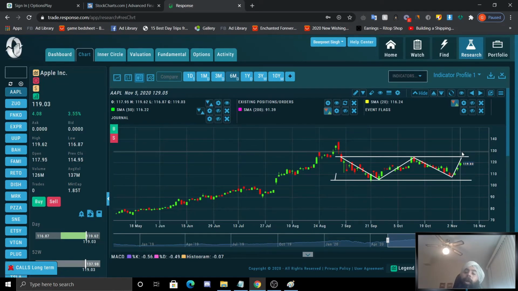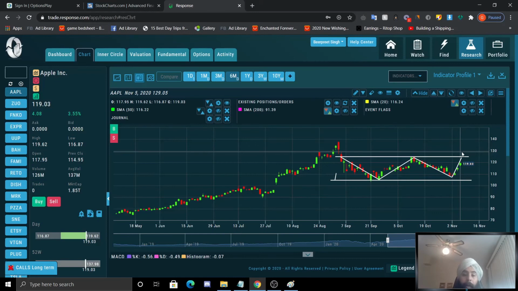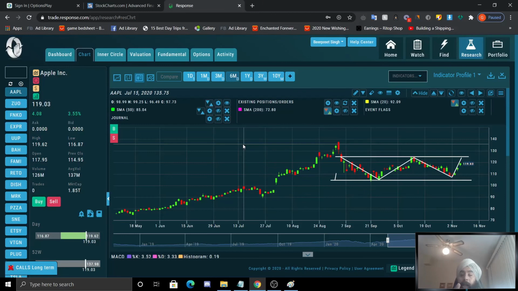So this is one example how you see the current situation. This is one example how you see what do you want to do with the stock. You want to take a trade, when you want to take a trade, when you want to get out. This is how you see it in journal. Okay, so that's the homework thing.